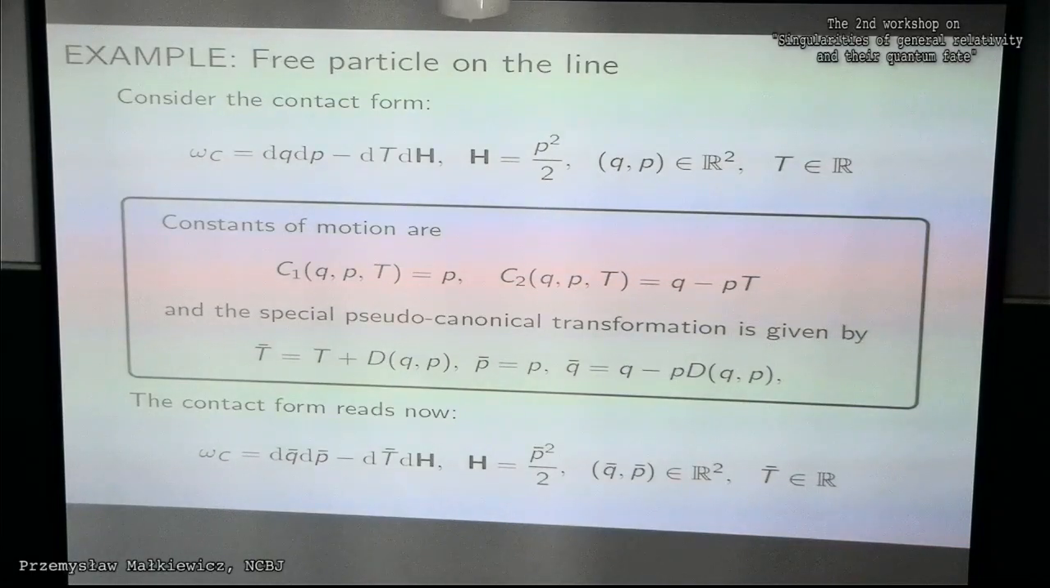Well, very quickly, free particle. The contact form is this way. q, p canonical variables, H is p squared over 2. You can identify the Dirac observables, or constants of motion, which have this form, and when you apply this relation, you will find that if you define a new clock with this delay function, depending on q, p, the new canonical variables have to take this form. And the contact form will have exactly the same form, and the Hamiltonian will also be the same. So formally, it looks like the same system. And it is the same system, but the meaning of the variables is different.